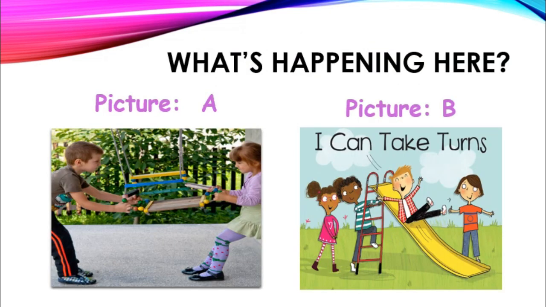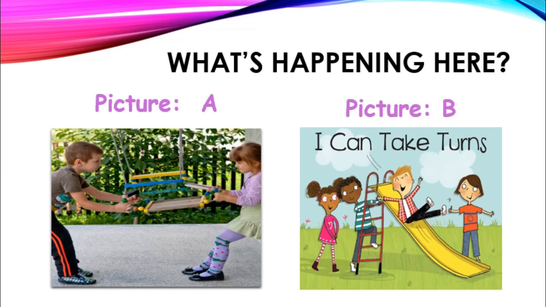Here we have two pictures for you to look at. Look at picture A. I can see a brother and a sister, and both of them are fighting over a swing. And look at picture number B now. Whoopee! A boy is going down the slide, enjoying himself like anything. Look at picture A and picture B and tell me, in which picture do you think the children are really enjoying themselves? They are happy.